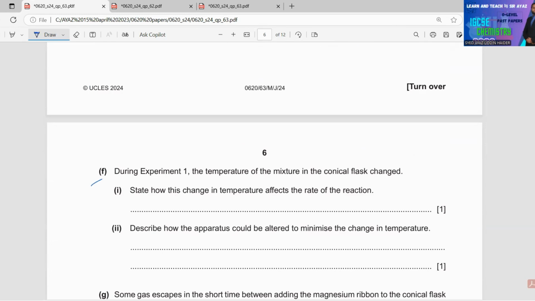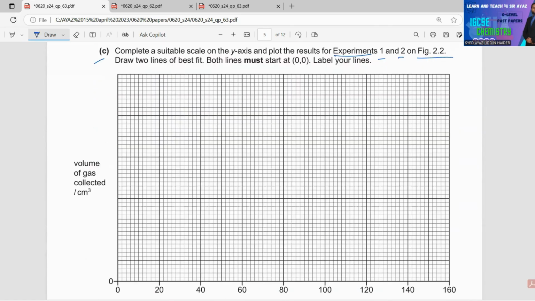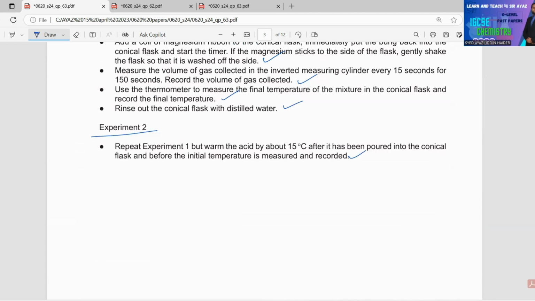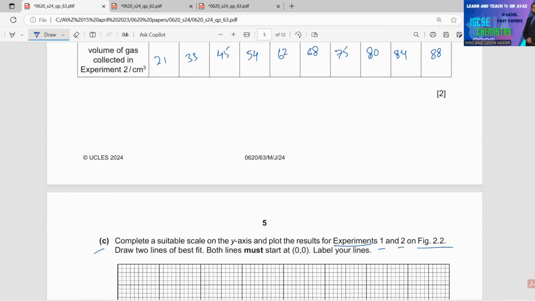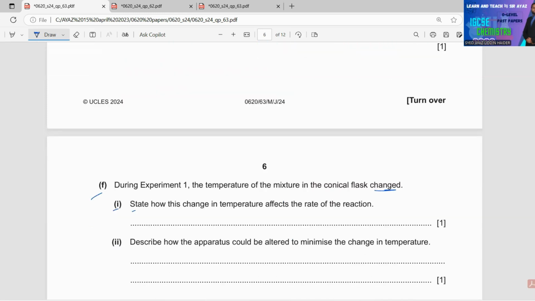F. During experiment 1, the temperature of the mixture in the conical flask changed. 1. State how this change in temperature affects the rate of the reaction. You see the temperature has changed in experiment 1. They have increased the temperature. So how does this change in temperature affect the rate of reaction? Definitely it will increase the rate of reaction. So I will write increases.